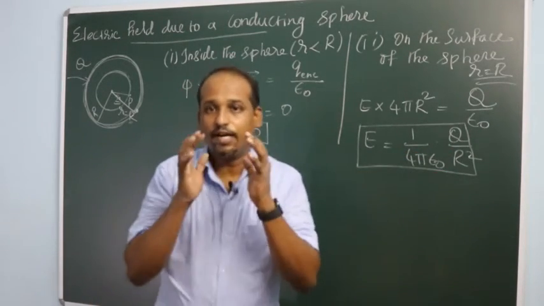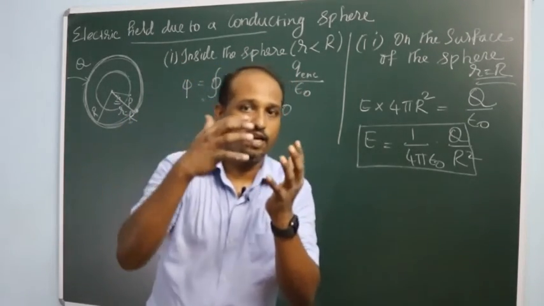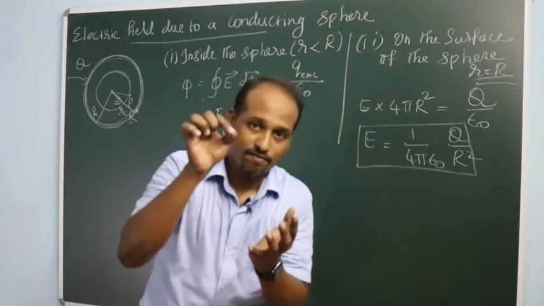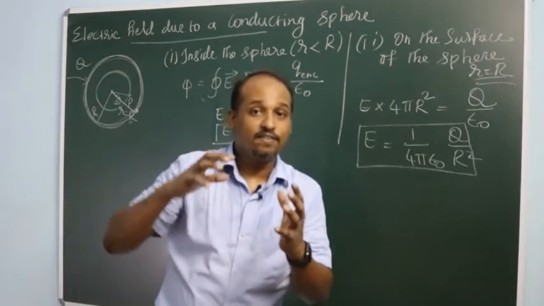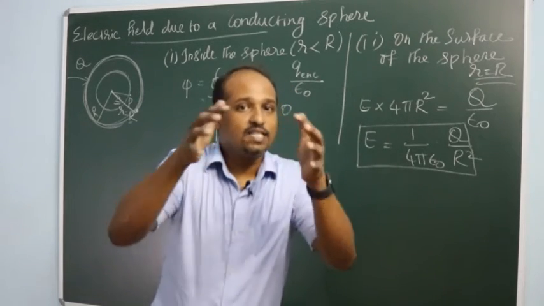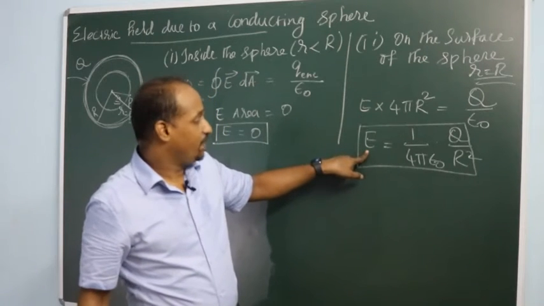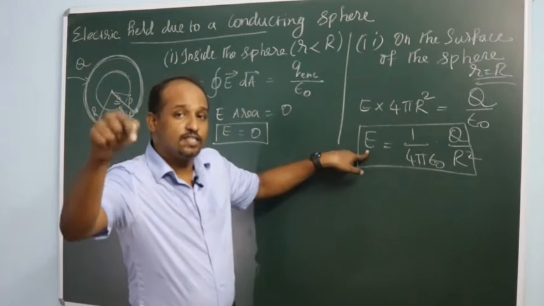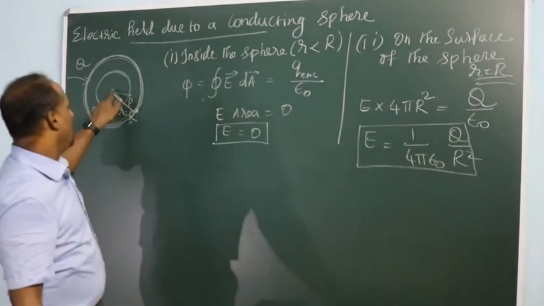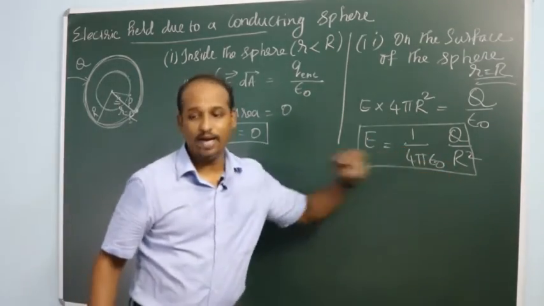So you have a conducting sphere. You give it charge, and the charge given to the sphere lies only at the surface of the sphere. Then the electric field at the surface behaves as if the entire charge is concentrated at the center. It doesn't behave as if the charges are lying on the sphere. So the electric field due to a conducting sphere at a point on the surface will be equal to that of a point charge kept at the center of the sphere. So the electric field will be 1 by 4 pi epsilon naught Q by r square.